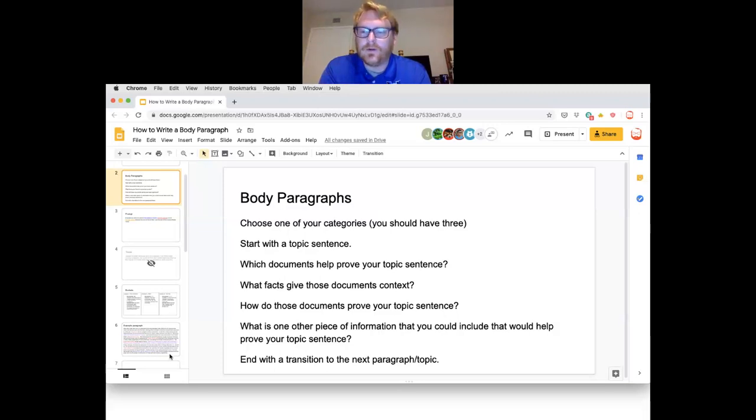As far as historical context or historical situation, you only need one per document, but then you need one real good piece of outside evidence at the very end. Okay. And then make sure that you end it with a piece of extra information. If you could have other documents, if you could have other facts to support it, what would those be? And then transition into the next paragraph.